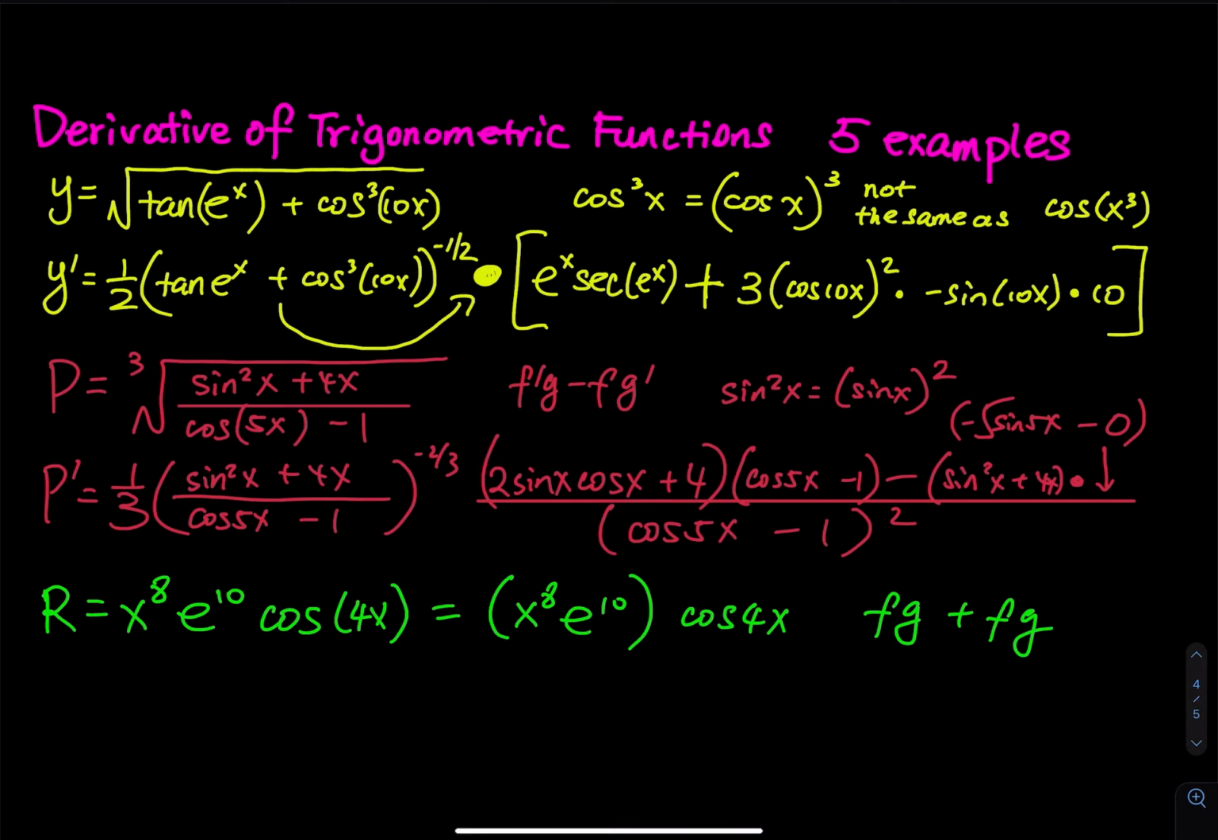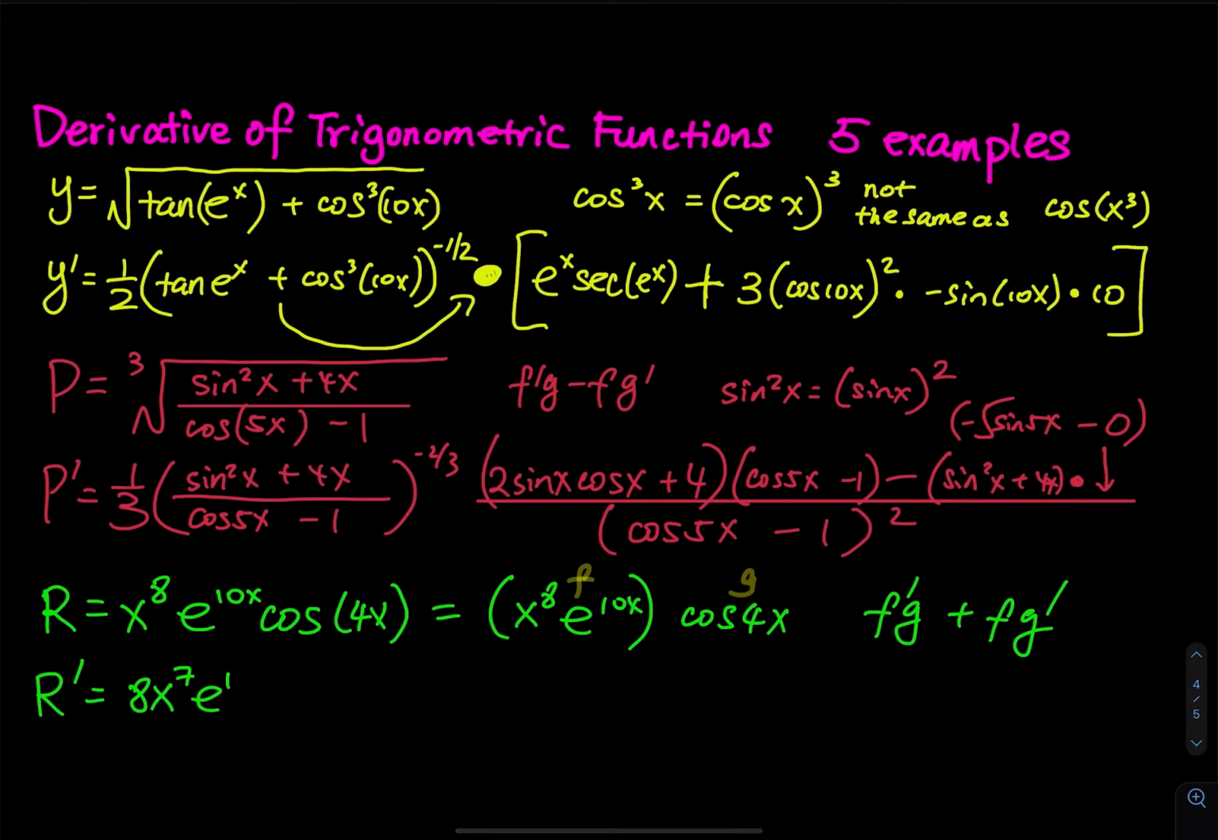The order of the derivative: f first, g second. And then r prime, the derivative of that. I will be treating this as f, and then this is a g. So what's the derivative of the parenthesis? That is a, right? 8x to the 7, e to the 10x, right? 10x. I don't want to put a constant over there.